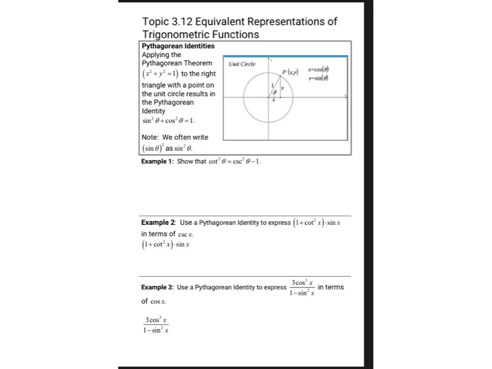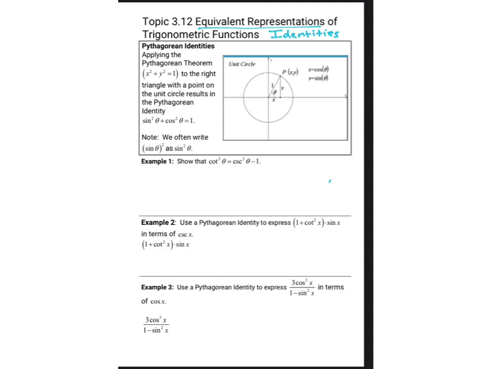Okay, so this is topic 312. These are equivalent representations of trigonometric functions. Another name for this equivalent representations business is the word identity. We call them trig identities, plural. These are true statements regarding trig functions. For example, you already have some identities under your belts.